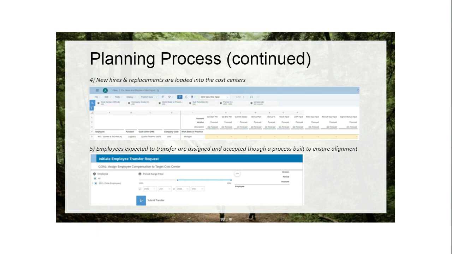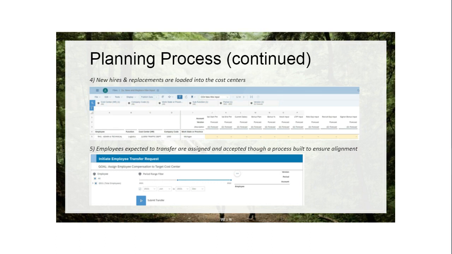The admin would approve it and send it over to the receiver, and the receiver would receive a notification that said that they had a transfer in their queue to accept. That would allow it to flow to the receiver cost center, and those costs would be assigned appropriately there.